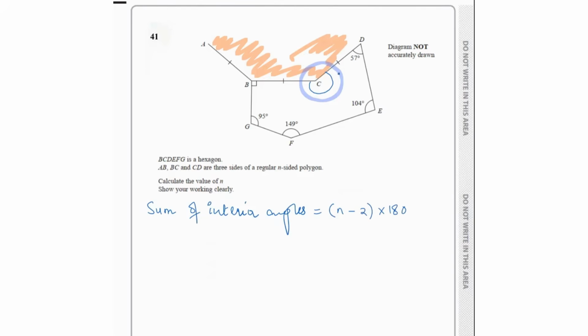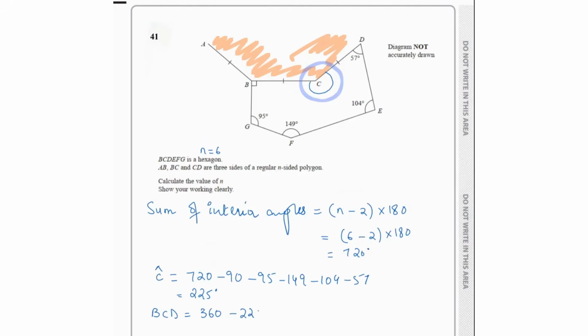For the hexagon, we have 1, 2, 3, 4, 5, 6 sides. So n is 6 for this. So you write 6 minus 2 times 180, and that equals 720. So angle C is going to be 720 minus 90 minus 95 minus 149 minus 104 minus 57. That gives us 225. So then BCD is going to be 360 minus 225. This will give us the interior angle. That's 135.